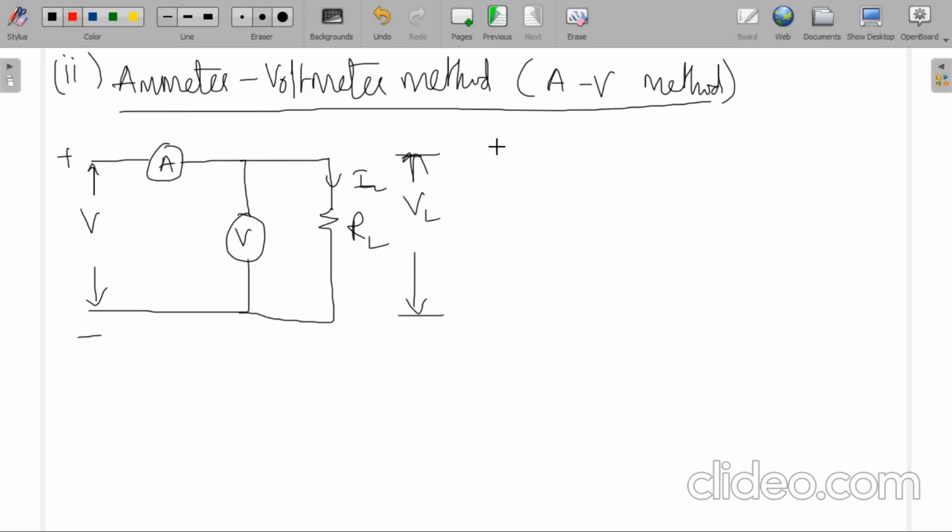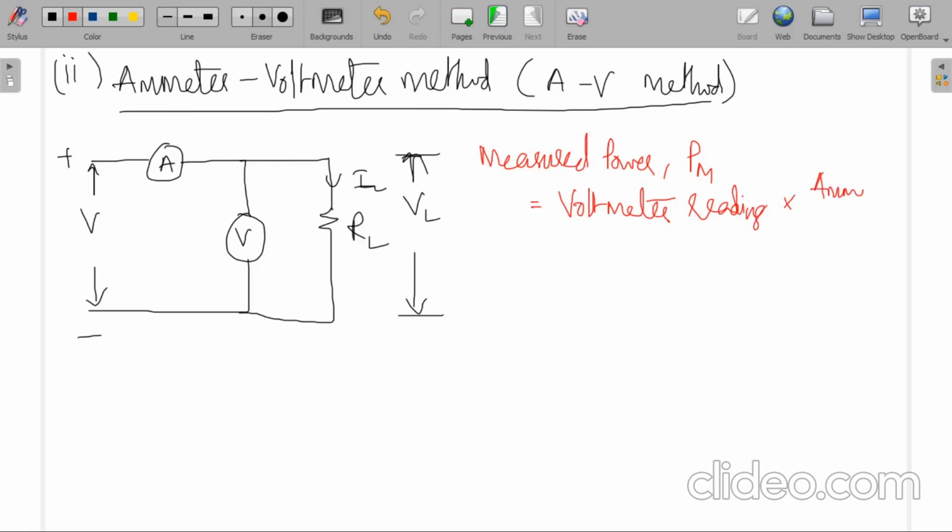Now the measured power, PM, is equal to the voltmeter reading into the ammeter reading. What is the voltmeter reading? It reads the voltage between these two points, which is nothing but VL only.